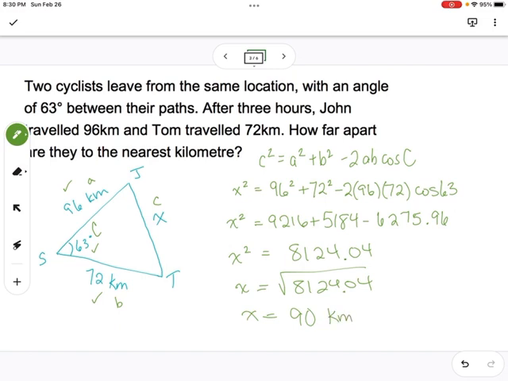Okay. And the last step when we have a word problem is we want a therefore statement. So therefore, they are 90 kilometers apart.